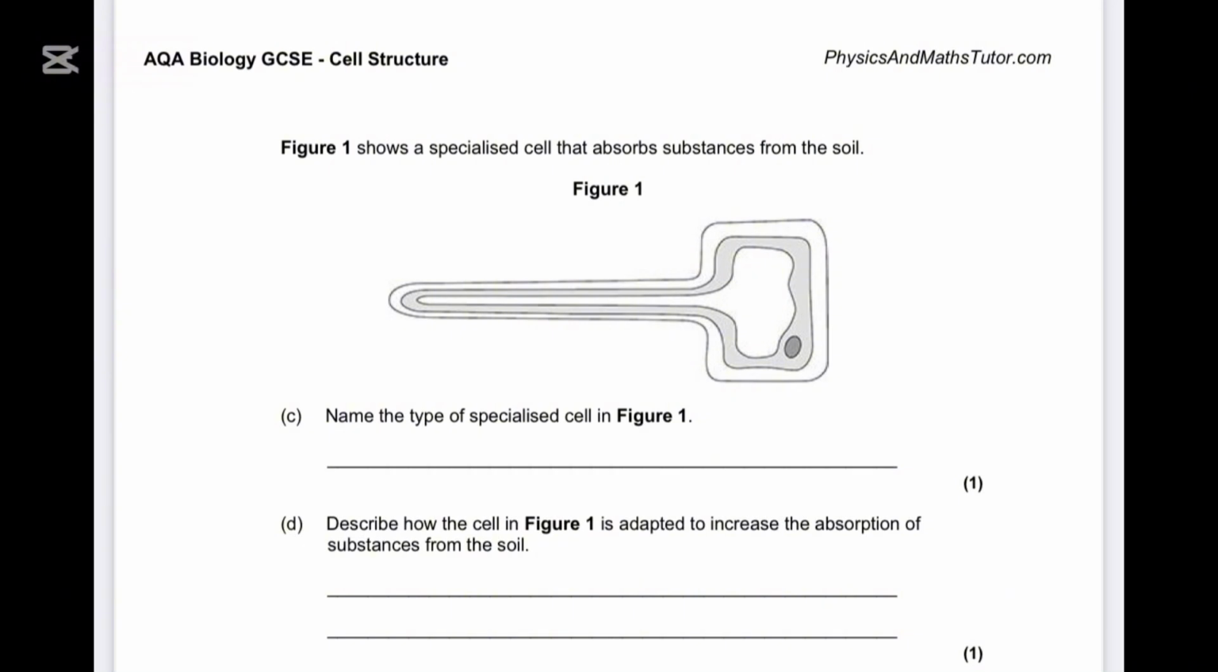Now, D says, describe how the cell in figure 1 is adapted to increase the absorption of substances from the soil. Okay, let me give a little explanation before I go straight ahead and answer this question. The root hair cells are specialized cells that enhance the plant's ability to absorb water and minerals from the soil. They achieve this through several adaptations. One of the adaptations is a large surface area, a thin cell wall, and a high concentration of mitochondria. So that is the adaptation of the root hair cells to their environment.